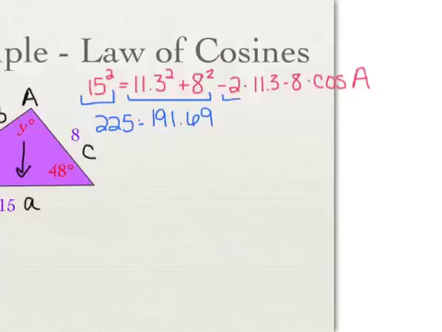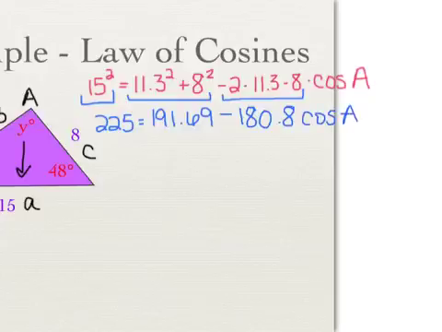And then I'm going to go ahead and multiply the 2, the 11.3, and the 8, but I'm not going to combine it with that 191. Okay, again, you're kind of imagining a wall right here. Was I right about that 191? Thank you. Is this 180.8? Somebody check me. Make sure I'm not wrong. Thank you. So that 180 is still attached to the cosine of A. So I can't do anything with it yet.